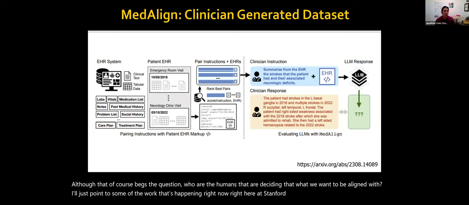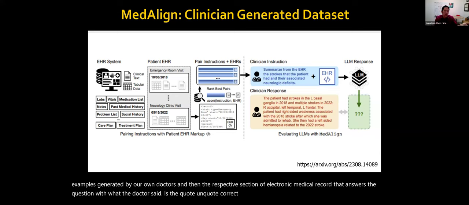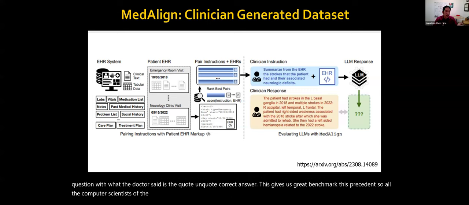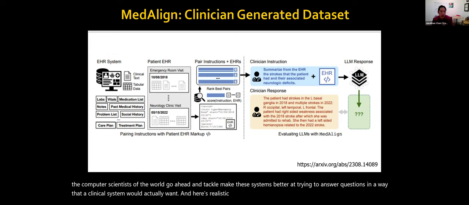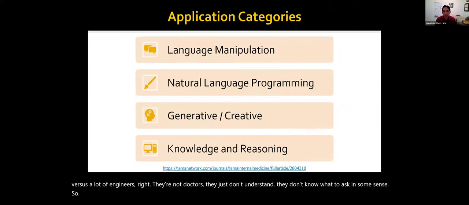MedAlign is this data set of hundreds of examples generated by our own doctors, and then the respective section of the electronic medical record that answers the question with what the doctor said is the quote-unquote correct answer. This gives a great benchmark, this precedent, so all the computer scientists of the world can go ahead and tackle making these systems better at answering questions in a way that a clinical system would actually want. And here are realistic questions clinicians would actually need to have answered, versus a lot of engineers, right? They're not doctors. They just don't understand. They don't know what to ask, in some sense. So we're giving them the guidance here.